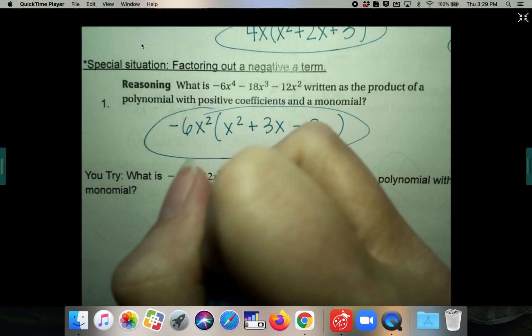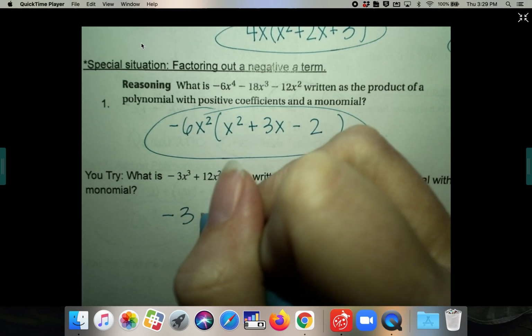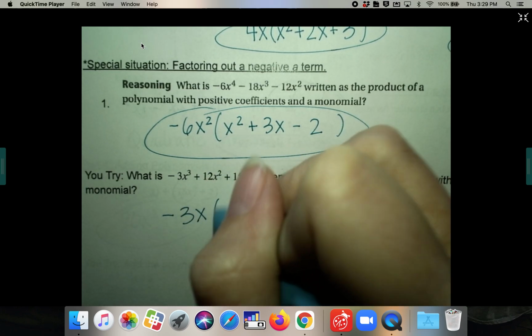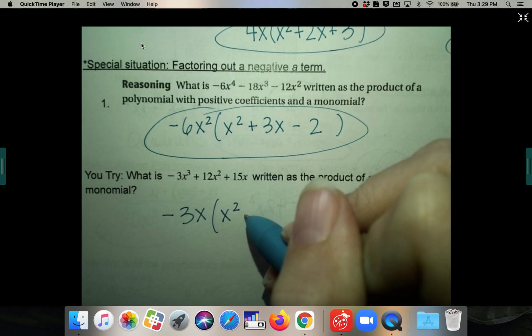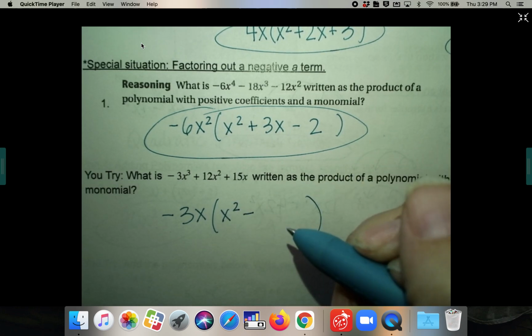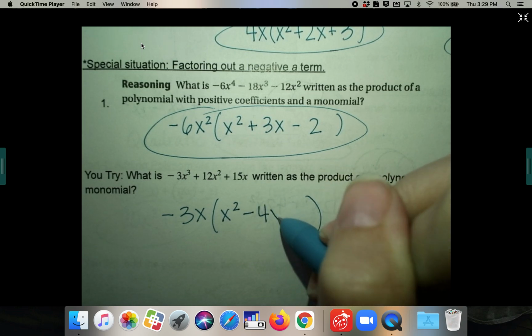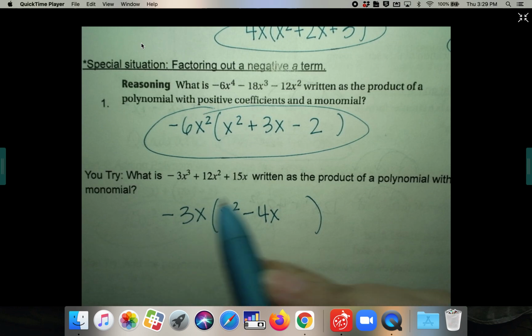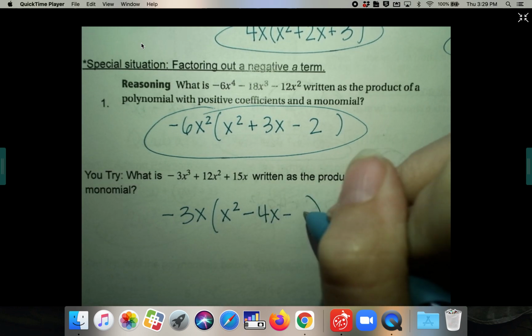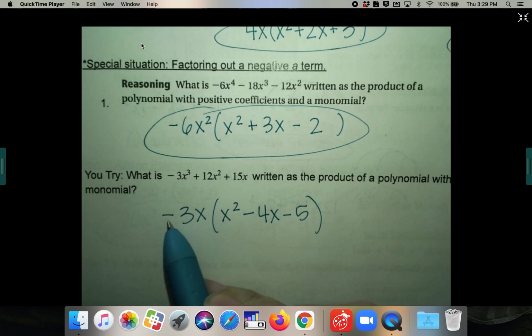Okay, final answer here, if I pull out a negative 3x, the leftover inside would just be x squared. It would be minus 4x, because negative times negative is what's going to make that a positive up here. And it would also be minus 5, because negative times negative is going to make that positive there too.